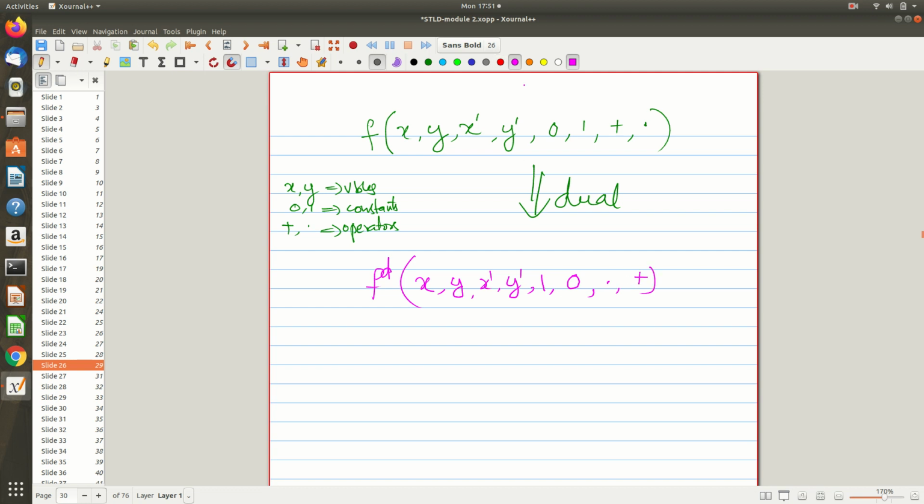See, keep this in mind, right? It's very important. The only change is that 0 is changed to 1, 1 is changed to 0, plus is changed to dot, and dot is changed to plus. That is how you get the dual of a given expression, and don't make any change to the variables. So they will remain as they are. Okay, hope it is clear.